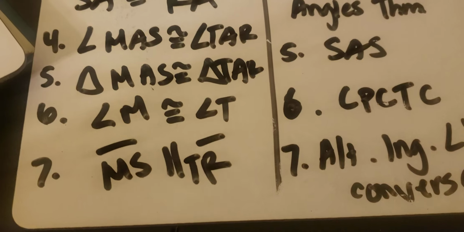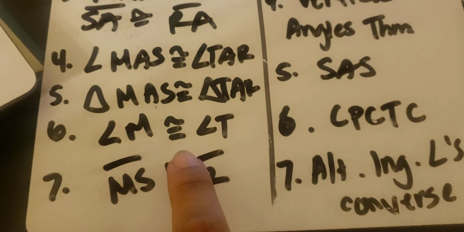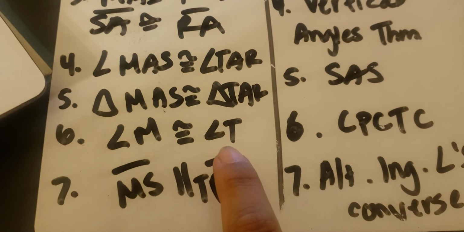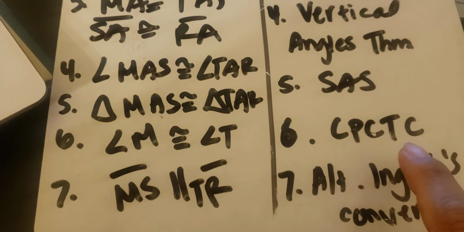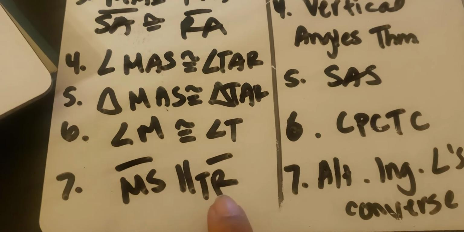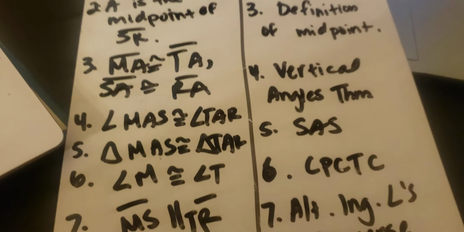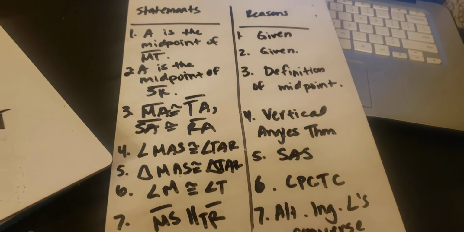All right, let's look at our proof. So this would be my sixth statement. Angle M is congruent to angle T, and that's by CPCTC. And therefore I could say MS is parallel to TR, by alternate interior angles converse. So this is what it looks like.